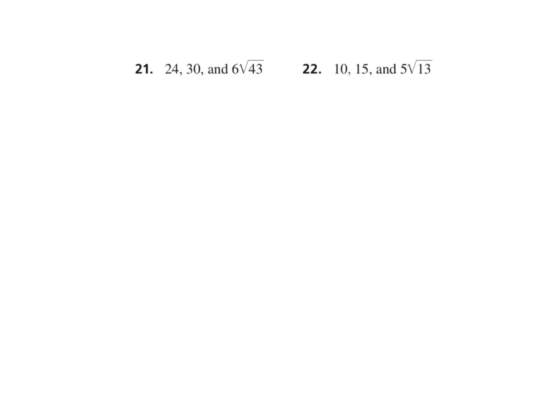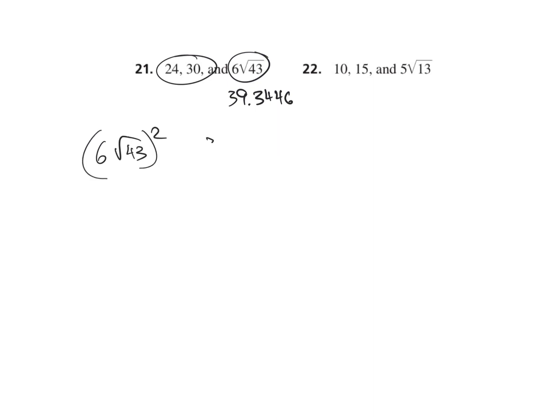All right, so now you need to know what 6 times the square root of 43 is. So let's do the square root of 43, and that's 6.557, and we multiply it times 6, and that gives us 39.3446 something. So 24 and 30, the smallest two sides, are bigger than the third side. So now we take the big side, that's your c, and we square it. Take the two smaller sides, square them, and add them together.